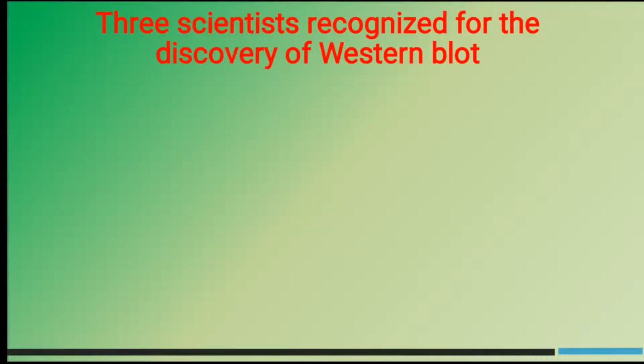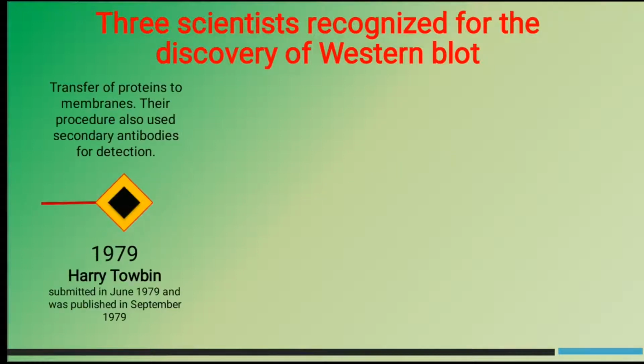Three scientists are credited for the discovery of Western blot. The first one is Harry Towbin, and Towbin discovered the method to transfer the protein from the SDS-PAGE to the membranes using a buffer called Towbin's buffer. After that, detect the protein with the help of the primary antibody followed by secondary antibody conjugated with radiolabels.